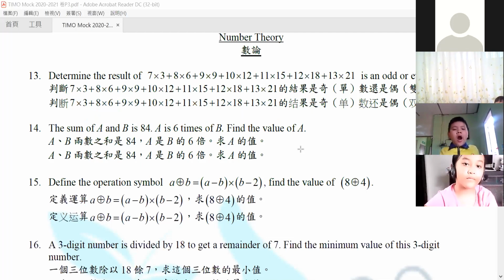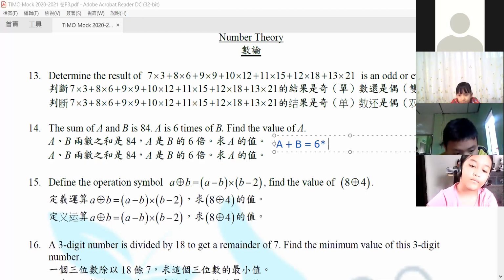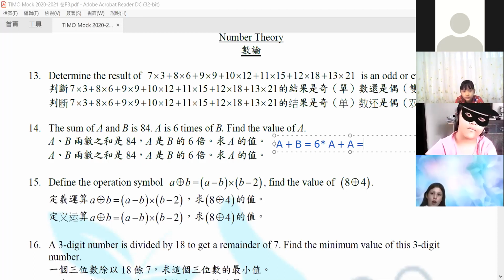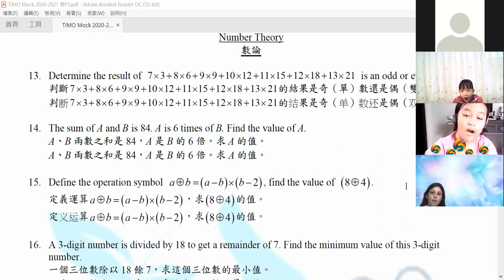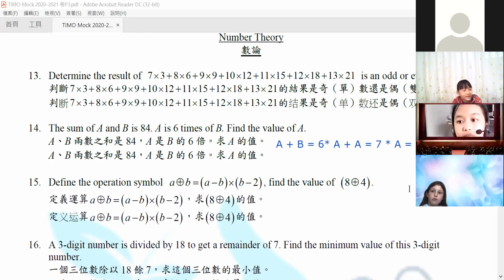Now in question 13, because A is 6 times B, if we write that down, A plus B is actually equal to 6 times A plus A, which is equal to 7 times A, which is equal to 84, right? So at the end of the day, we just need to divide our answer by 7 on both sides, then we get 12.